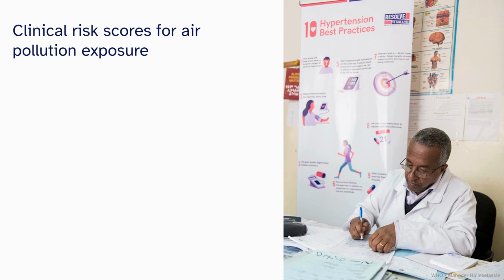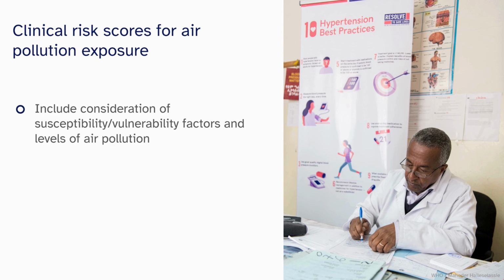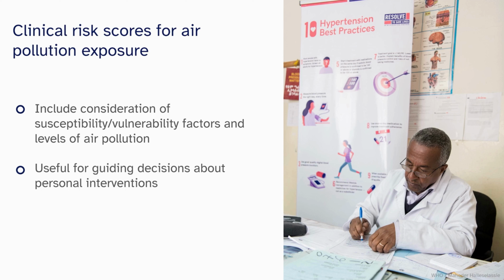While this stream of work is still in progress, clinical risk scores and tools for risk stratification could include consideration of susceptibility and vulnerability factors and levels of air pollution. This would be useful for guiding decisions about personal interventions. Some researchers have developed tools that you can consider as initial examples. As an example, a clinical screening tool will be presented in the reading materials for this unit.